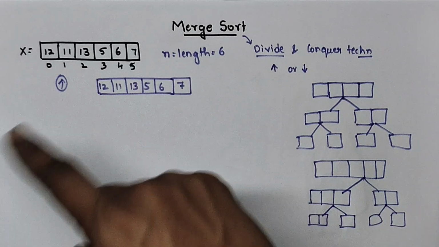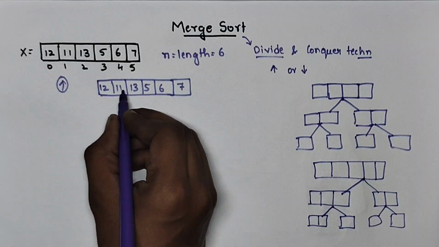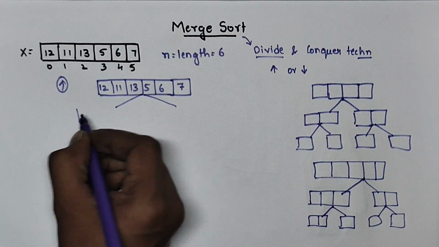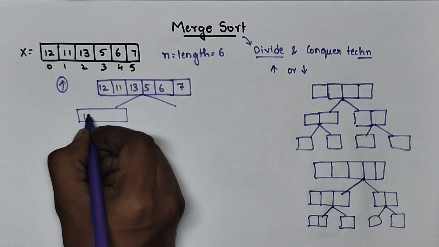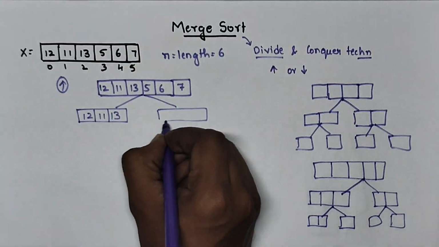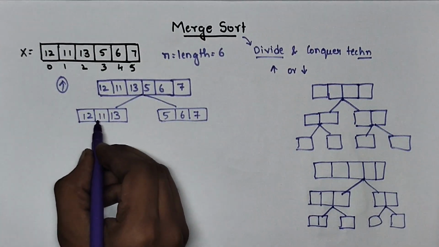So let's divide this given problem. 1, 2, 3, 4, 5, 6. 6 elements are there. So just divide 3 and 3. So the first 3 will be here: 12, 11, 13. Next 3: 5, 6, 7.